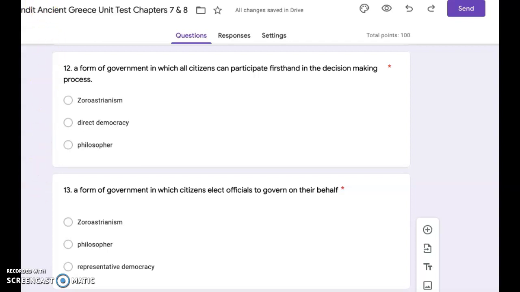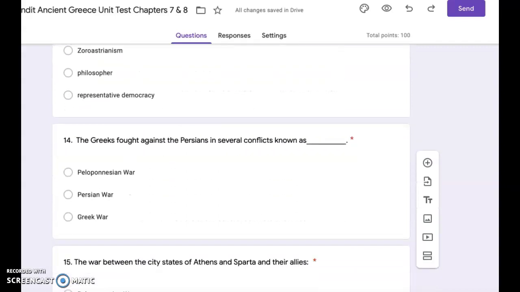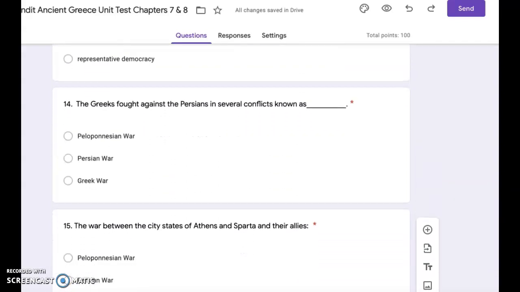Number 13. A form of government in which citizens elect officials to govern on their behalf. Zoroastrianism, philosopher, or representative democracy. Number 14. The Greeks fought against the Persians in several conflicts known as Peloponnesian War, Persian War, or Greek War.